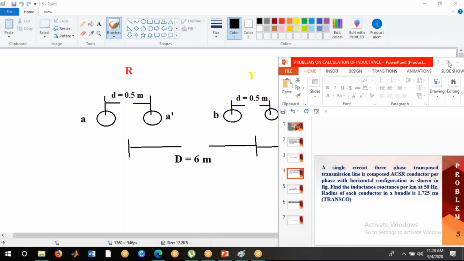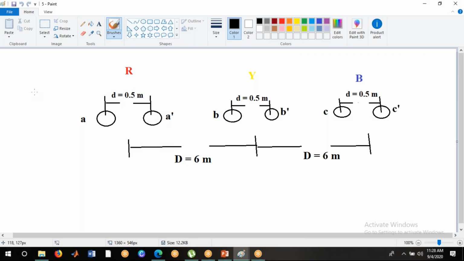So first of all, draw the circuit. And for this question, let's consider we have to find any one of the phases R, Y, B, whatever it may be. So we can find inductance of LR as well as reactance of LR.